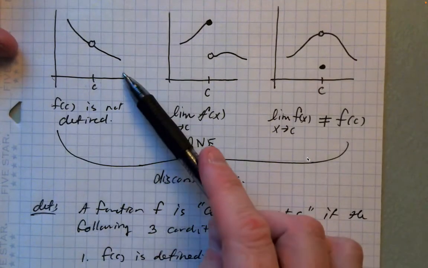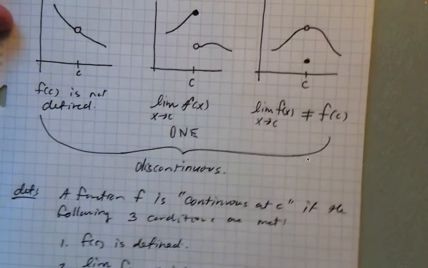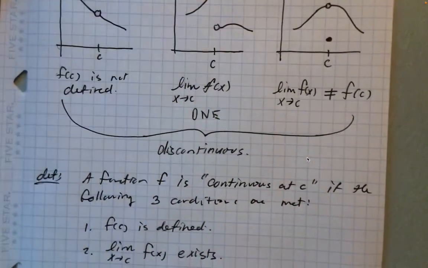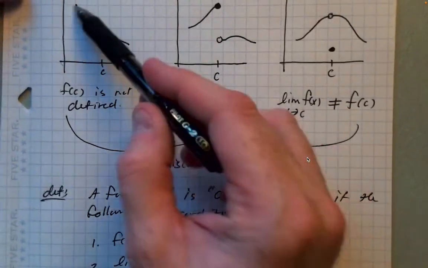So looking at this example, what's the problem? Well, condition 2 is true, right? The limit does exist, right?